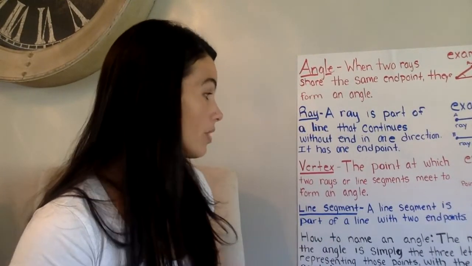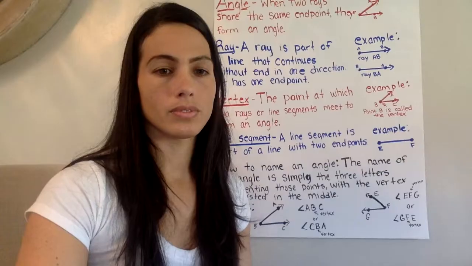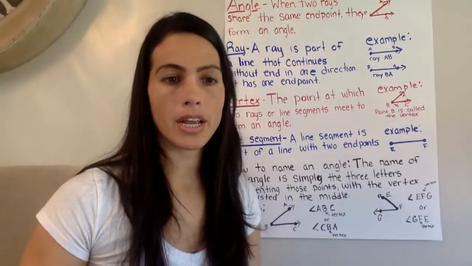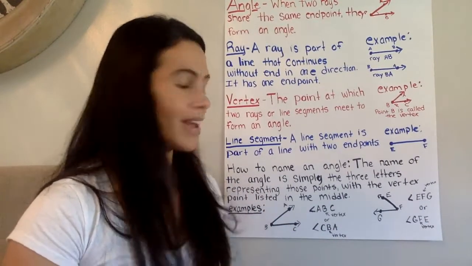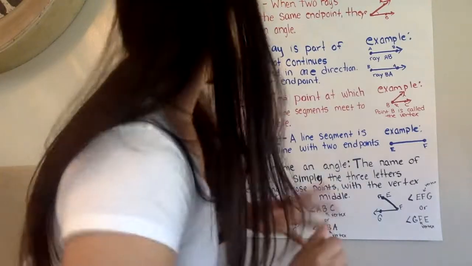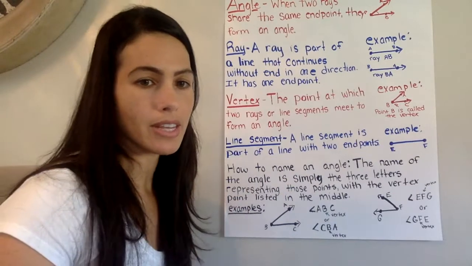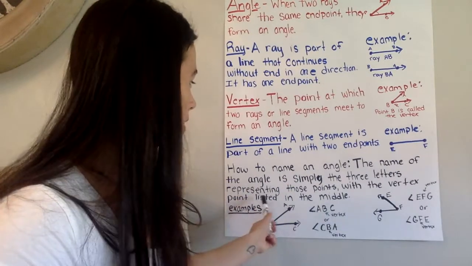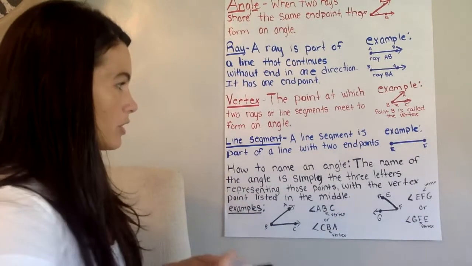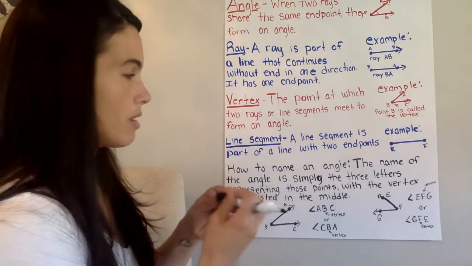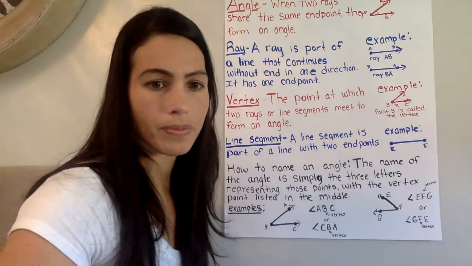Now, you guys are going to learn how to name an angle. So basically, the name of the angle is simply the three letters representing these points, with the vertex point listed in the middle. So it might be a little confusing to you, but I'm going to show you what it means to name an angle. So I'm going to draw an angle on here.